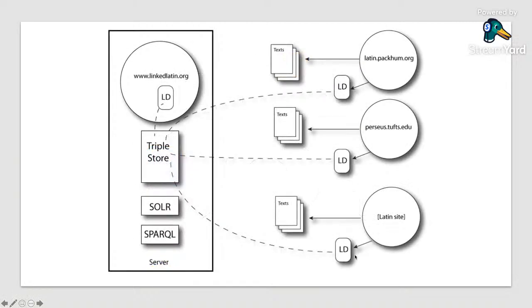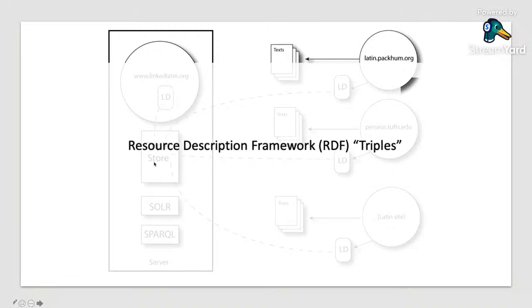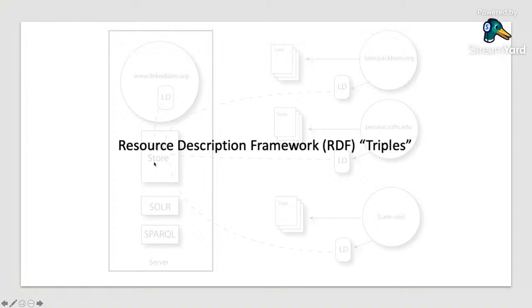The architecture that we decided on was to have a server with a website that published its own data in a linked open data format. And it would be published in what's known as a triple store that consists of data in the Resource Description Framework, RDF. These are triples. They're known as triples because they're simple statements of subject, predicate, and object using metadata to identify what everything is.